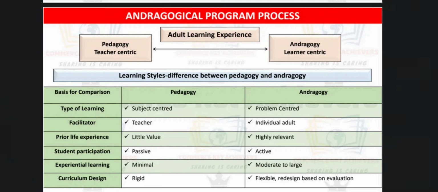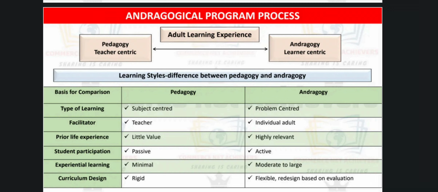Now the learning style differences between pedagogy and andragogy. A basic comparison between pedagogy and andragogy is: type of learning. In this, pedagogy is subject centered and andragogy is problem centered. Facilitator: in pedagogy, the teacher is the facilitator, and in andragogy, the individual adult is the facilitator.